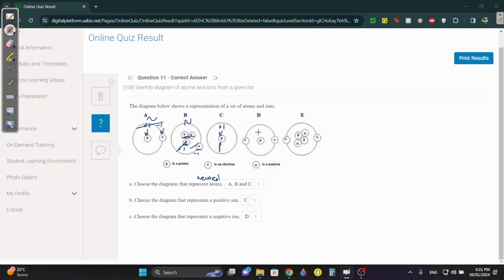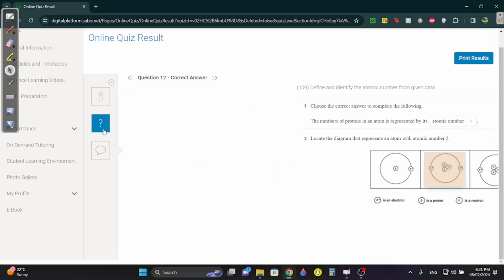This one, D has 1 proton, but 2 electrons, so +1, -2. They don't cancel. The charge of this is -1, so it's negative. Okay, this one has 2 protons and 2 electrons, so +2 and -2, they cancel. This is neutral. So you get A, B, and E. Which one is positive ion? We said it's C because it only has 1 proton. Okay, which one represents a negative ion? We said it's D because it has 1 proton but 2 electrons. So the number of negatively charged particles is greater than the positive.